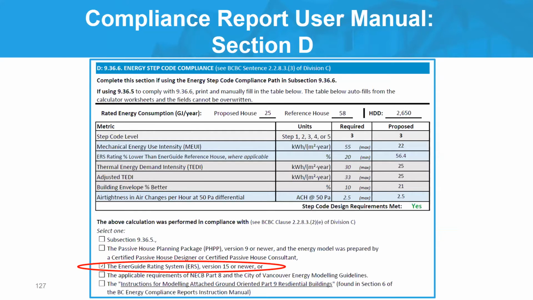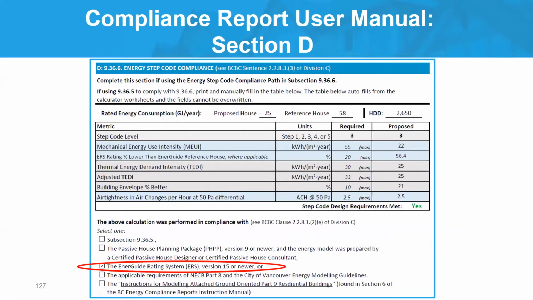So in most cases, people are using the EnerGuide Rating System. They should be clicking on that. If you're using subsection 9.36.5, you should check this box. If you are using the instructions, which we'll introduce in a moment, for modeling attached ground-oriented Part 9 buildings, then you would check this approach, as that's an alternate approach to meeting the BC Energy Step Code. Section D of the report is the key area of the report.